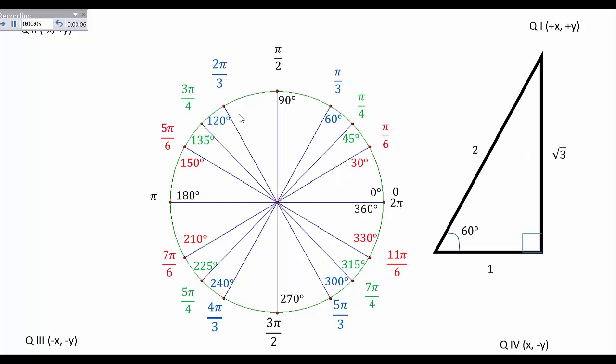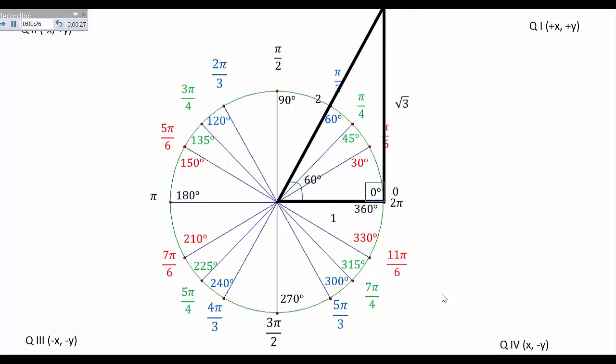For 60 degrees, we can go through a similar process. Here we have our 30, 60, 90 triangle, and I have it on its side so that 60 degrees is right here. Across from the 60 degree angle, we have the square root of 3. Across from the 30 degree angle, we have a unit of 1, and the hypotenuse is 2 units. We're going to take the triangle and place it at the center of the circle.